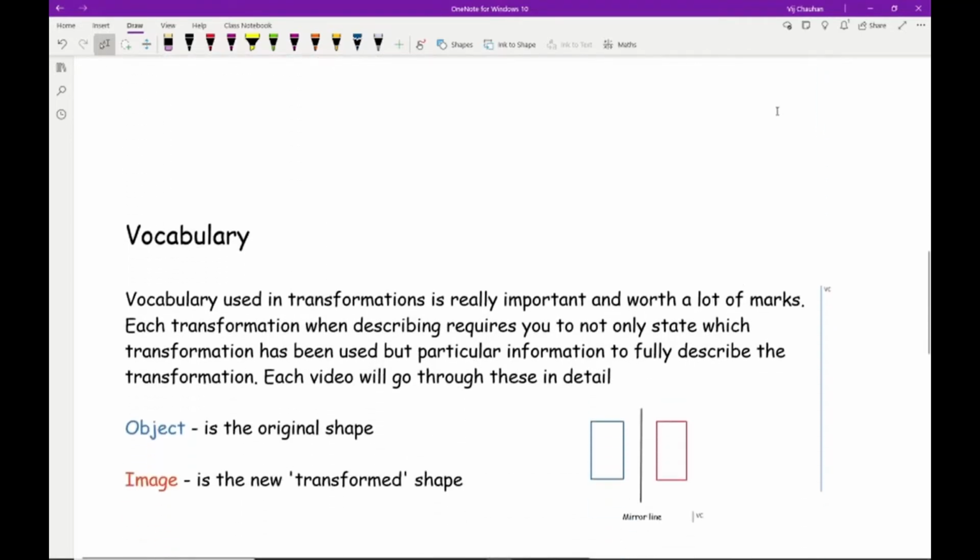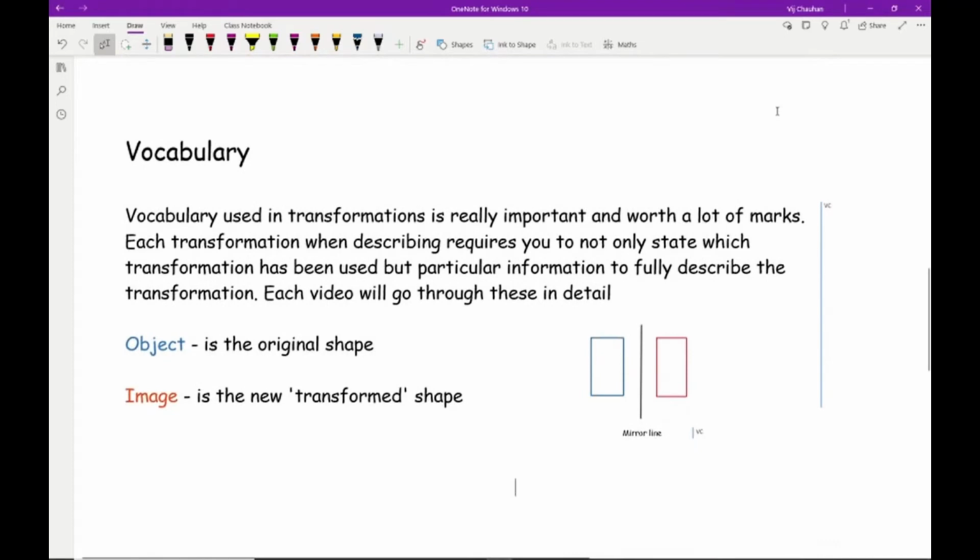Now in terms of vocabulary, the vocabulary used in transformation is really important and is worth a lot of marks. Each transformation when describing requires you not only to state which transformation has been used, but particular information to fully describe the transformation, and I'll do a video that goes into this in great detail.